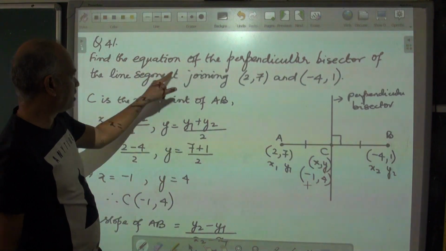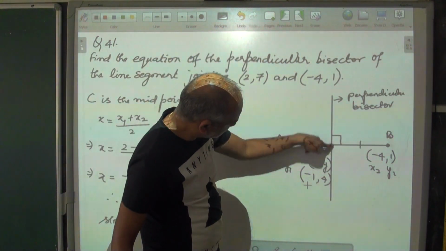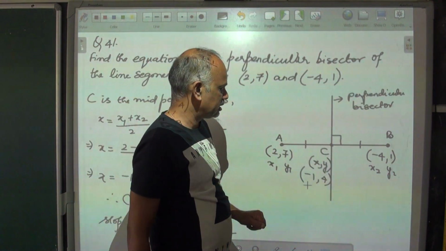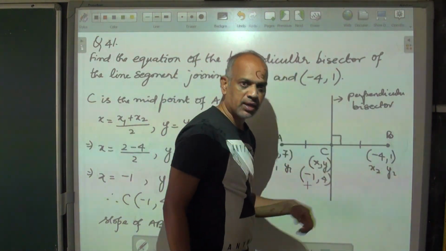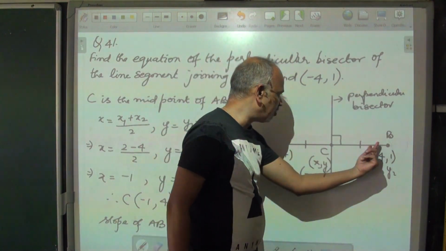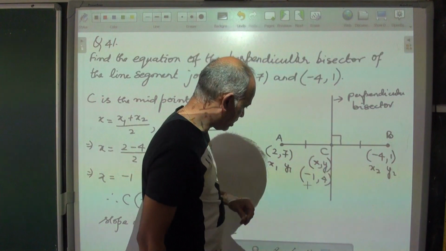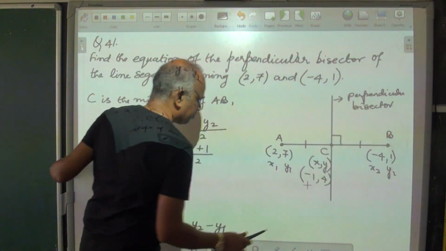The question is, you have to find the equation of this perpendicular bisector. So on the perpendicular bisector, you know one point, that is C, whose coordinates are known. And you also know that this line and this line are perpendicular, which means their slopes must be related. So if you get the slope of AB, you can find the slope of this perpendicular bisector. So the second thing that you have to find now is the slope of AB.